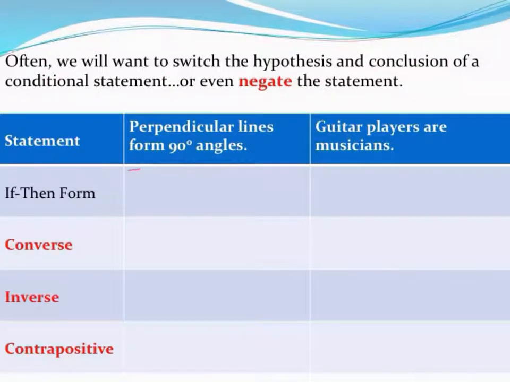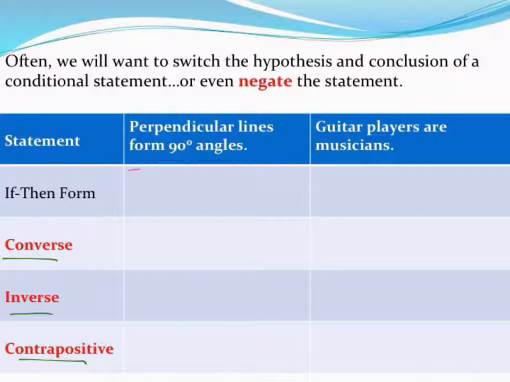Next up, we're going to work with things called the converse, the inverse, and the contrapositive. What these are going to do is take our if-then statements and switch things around in them. Sometimes we'll negate certain parts of it, meaning we're going to add the word not to the sentences, and a combination of these things.